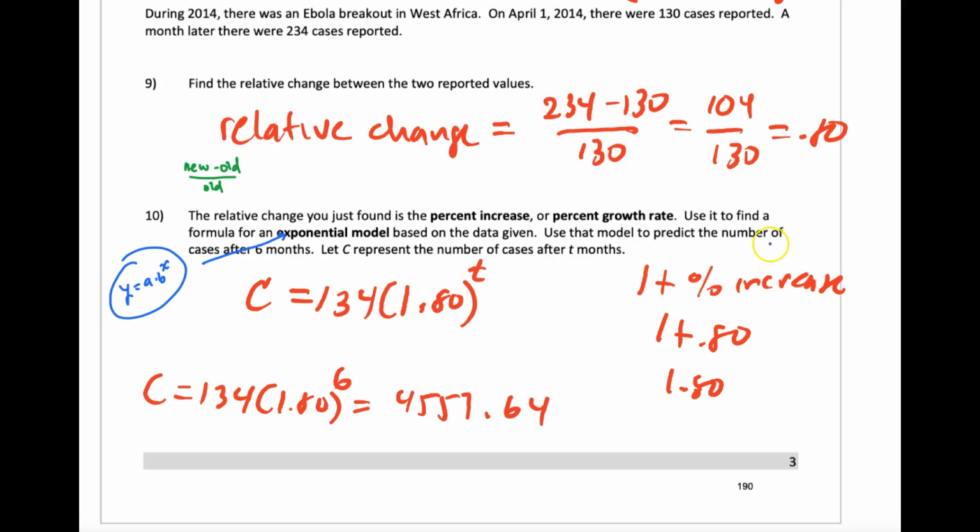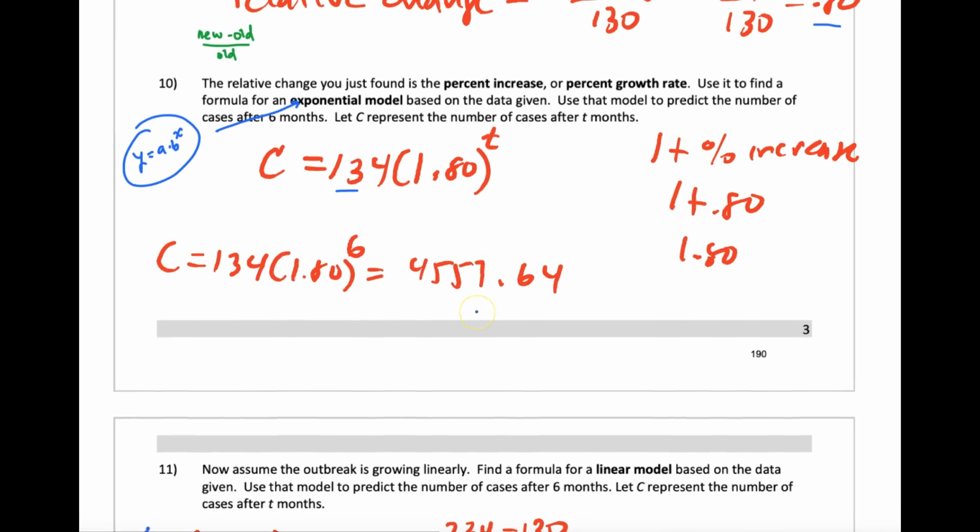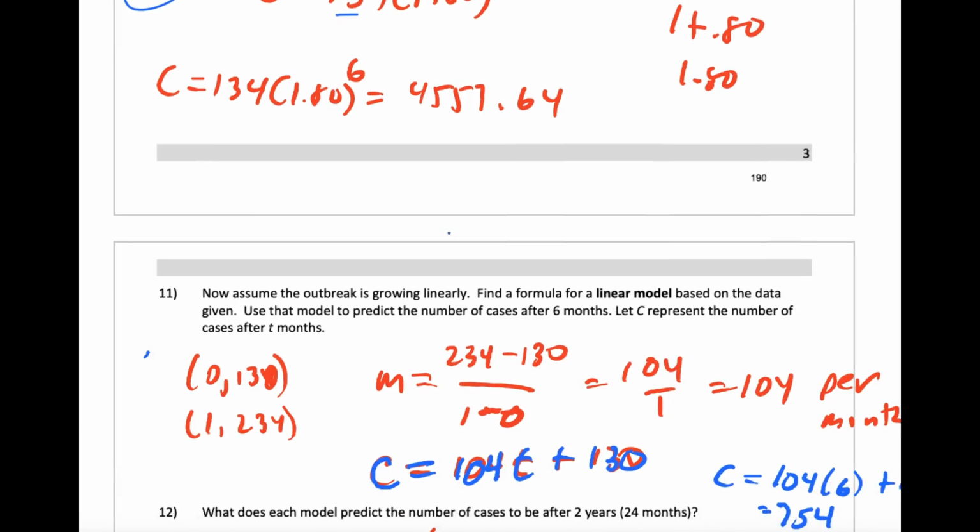Use the model to predict the number of cases after 6 months. Looking at this here, since there was an 80% change in 1 month, we would write 134, your starting value, times 1.80. That's your percent growth rate. You can see I have this math over here where I get the 1.80 from, and raise it to the power of 6 for 6 months. Then you can see around 4,500 cases of Ebola in 6 months at that 80% growth rate.